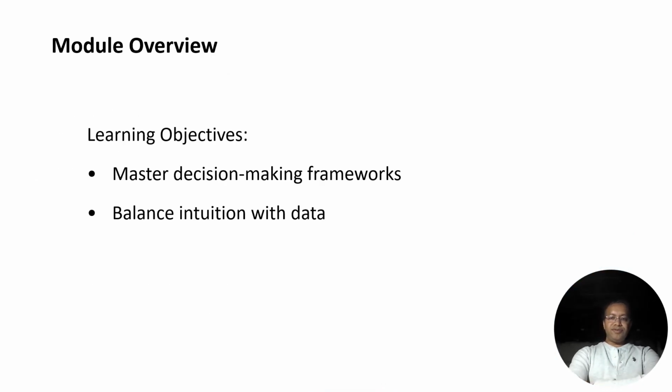The learning objectives for this module are mastering decision making frameworks: how do agile leaders take decisions, what kind of decision making frameworks do they use, and how do they balance intuition with data while taking decisions. That's a very important aspect of agile leadership. We will also figure out how these decision making frameworks can make agile leaders' vision a reality, how they can make their vision come to fruition, and how they can achieve the organization's goals and KPIs.